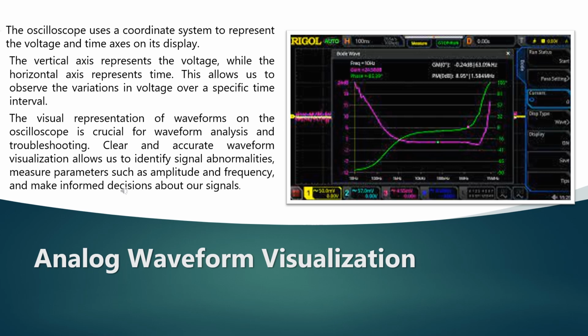To illustrate this, let's consider different types of waveforms such as sine, square, and triangle waves. When these signals are input into the MSO5204, it accurately displays their shapes, amplitudes, and frequencies on the screen. The visual representation of waveforms on the oscilloscope is crucial for waveform analysis and troubleshooting. Clear and accurate waveform visualization allows us to identify signal abnormalities, measure parameters such as amplitude and frequency, and make informed decisions about our signals.